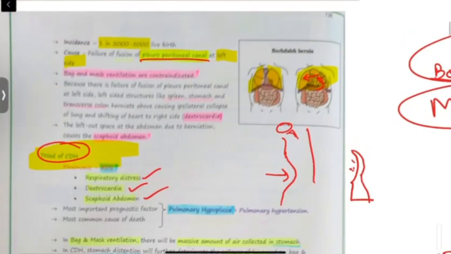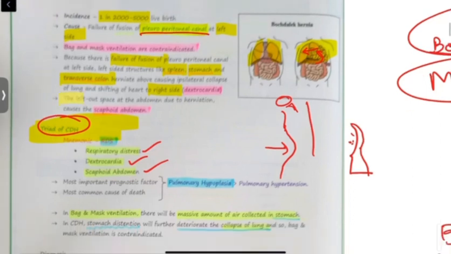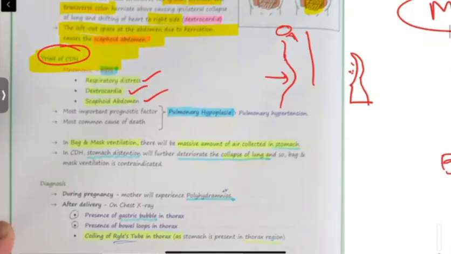Because there is a failure of fusion of the pleuroperitoneal canal on the left side, whatever left sided structures are there, like spleen, stomach, transverse colon, will herniate, and this will cause ipsilateral collapse of the lung and shifting of the heart to the right side. This I have explained just now. Because of this, the left out space in the abdomen due to herniation causes the scaphoid abdomen. This is the triad of congenital diaphragmatic hernia: respiratory distress, dextrocardia, and scaphoid abdomen.